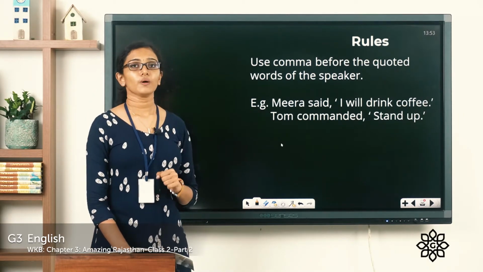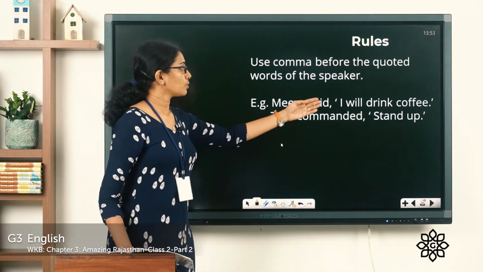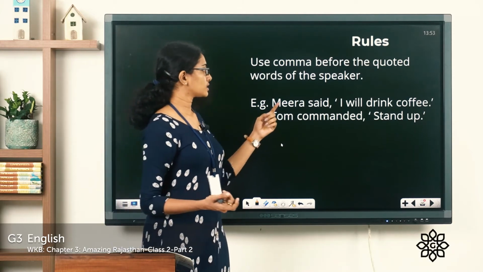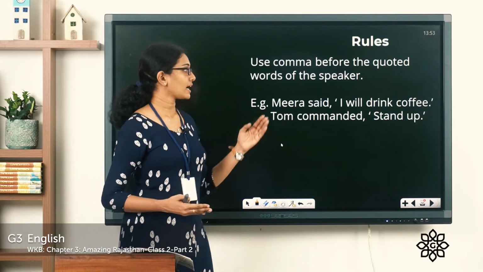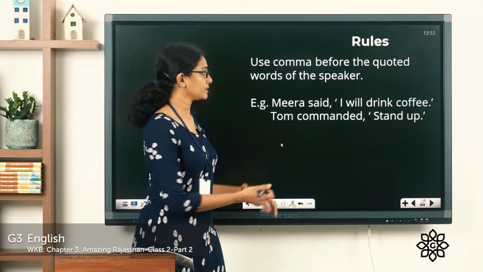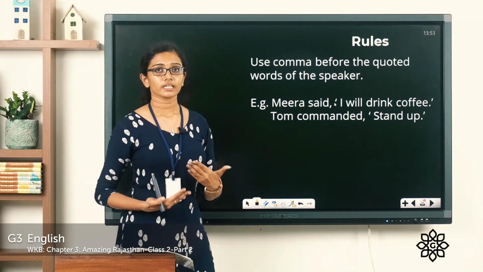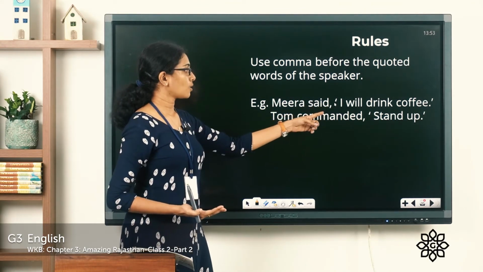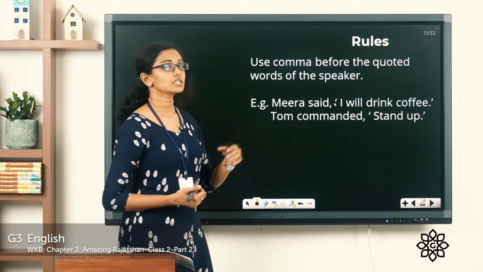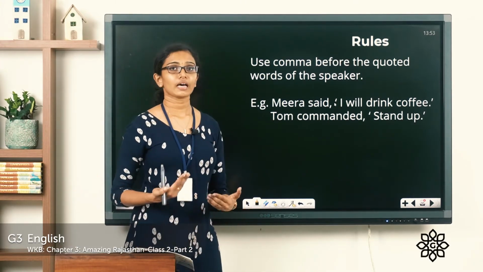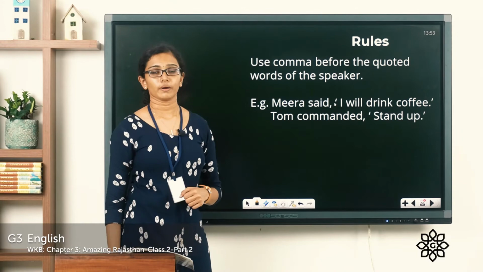Now use a comma before the quoted words of the speaker. When someone is speaking, when you write it, you always use quotes to indicate the words said by the speaker. So, Meera said, "I will drink coffee." Here the speaker is Meera and what she says is quoted here. It's given between quotes. You see these marks here? These are called quotes. So when you are writing something that a speaker says, you use a comma right before the quoted words. Look at this example. Tom commanded, "Stand up." The speaker is Tom and the quoted words here are "stand up." So before the quoted words, use a comma.